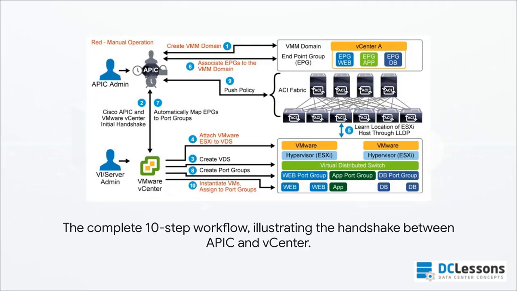And this right here, this is our map. This diagram shows the entire dance between the two systems. You've got the APIC admin on the left and the virtualization admin on the right. Just watch the flow of arrows between the APIC, that's the brain of ACI, and vCenter. It's this beautiful automated handshake.